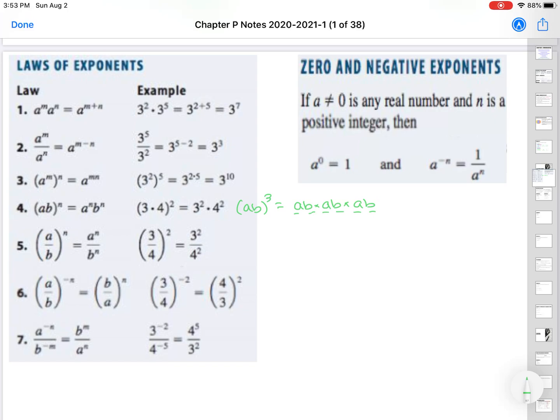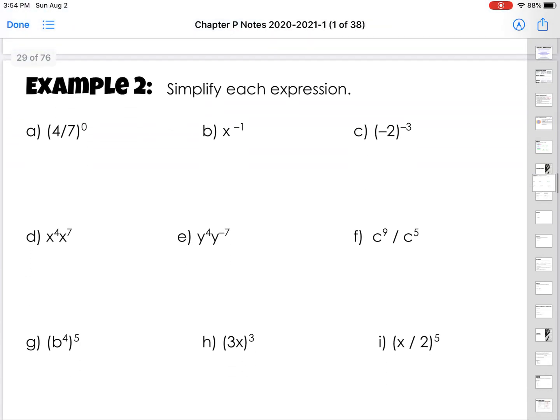When we have a negative exponent, don't forget that means we are really flipping our fraction over, or moving it to the other side of the fraction bar. And then when we have 0 as our exponent, anything to the 0 power is 1. And again, just to reiterate, when we see that negative, that means we need to use the reciprocal. We're flipping it over. All right, in example 2, we're just going to simplify each of these expressions.